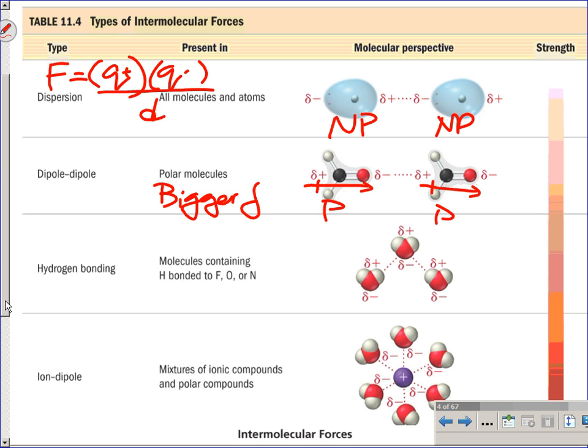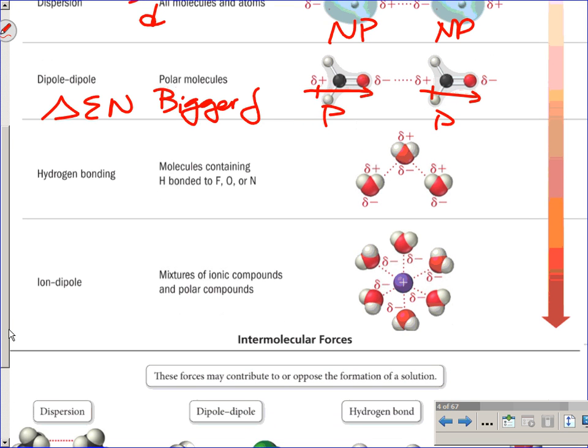And why does the polarity difference even occur to begin with? Your group trends. Oh, yeah, change in electronegativity, or difference in electronegativity. So even greater partials, even greater force of attraction, right? That's dipole-dipole for you. And then hydrogen bonding, why does it have a stronger force of attraction than dipole-dipole?